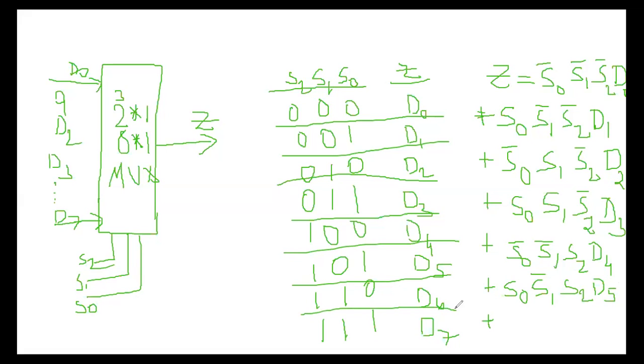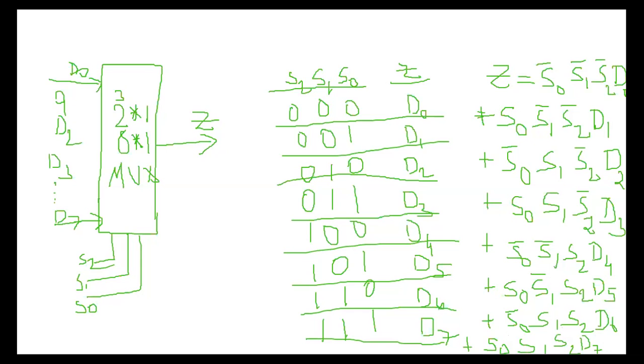And the seventh one, you can see 1, 1, 0. 1, 1, 0 means S0 is a 0, so S0 bar, S1, S2, and the D6. Okay. And the last one, the last term in the Boolean function, the Z is equal to S0, S1, and S2, D7. So like that, from the truth table, you have to write the Boolean function Z is equal to.